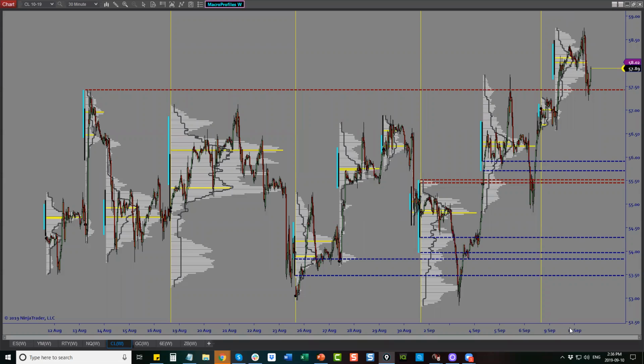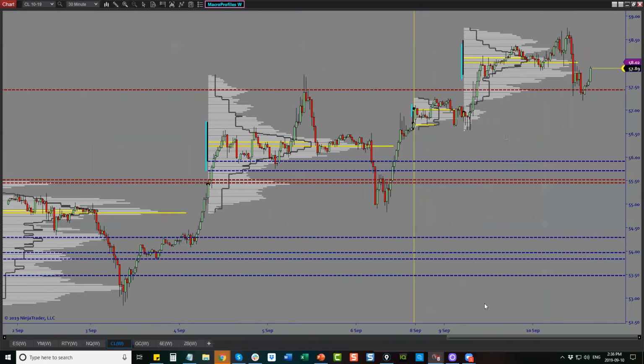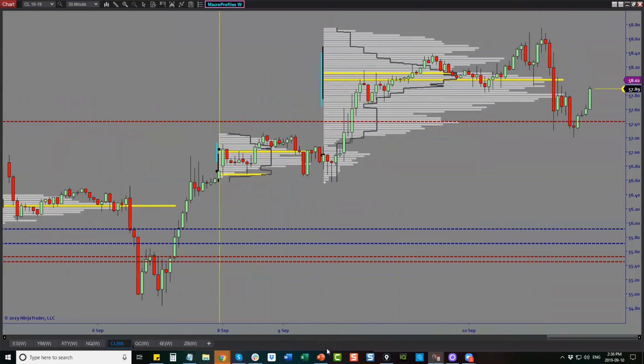So if we look at what happened today, price broke down on crude, and it came right down here. This is what we call an AOI, an area of interest. We now want to look into the data at that level.